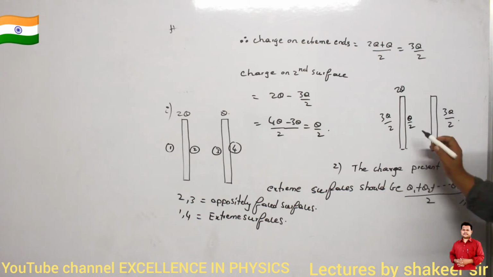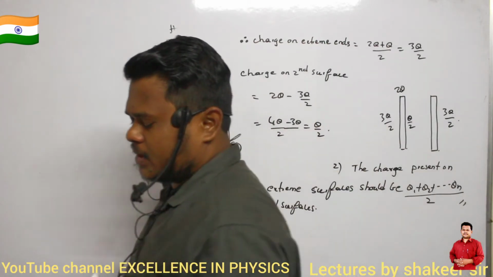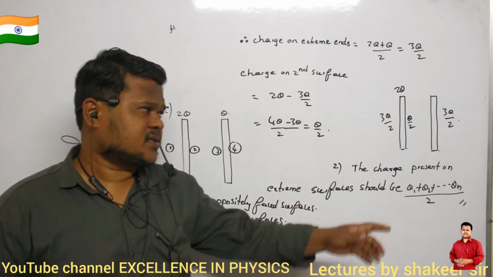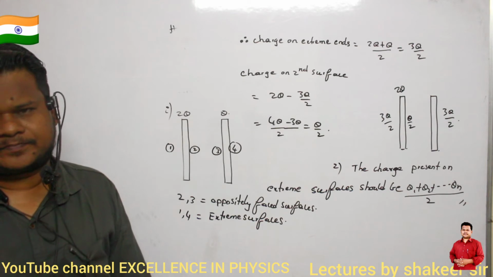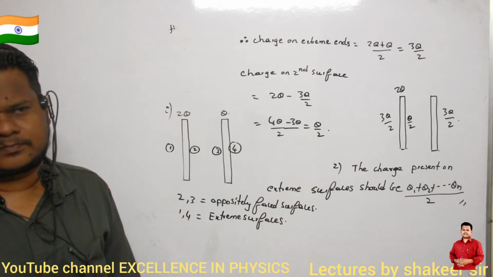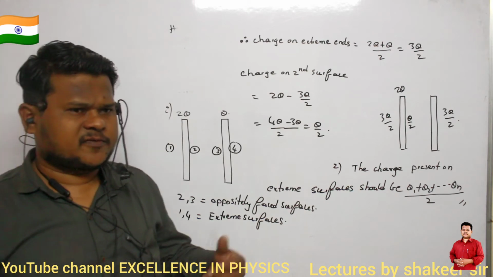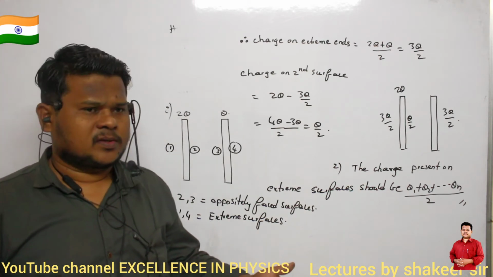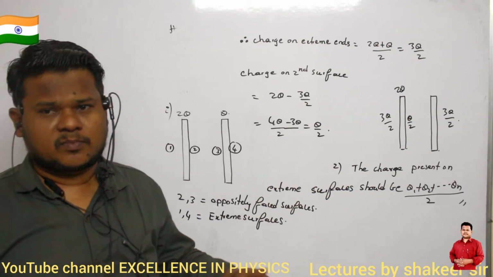Clear? So here if Q by 2 amount of charge is present, can you say what will be the charge present here on the third surface? If on the second surface the charge present is Q by 2, on the third surface what will be the charge? Come on. What was the first statement we have written? Minus Q by 2.